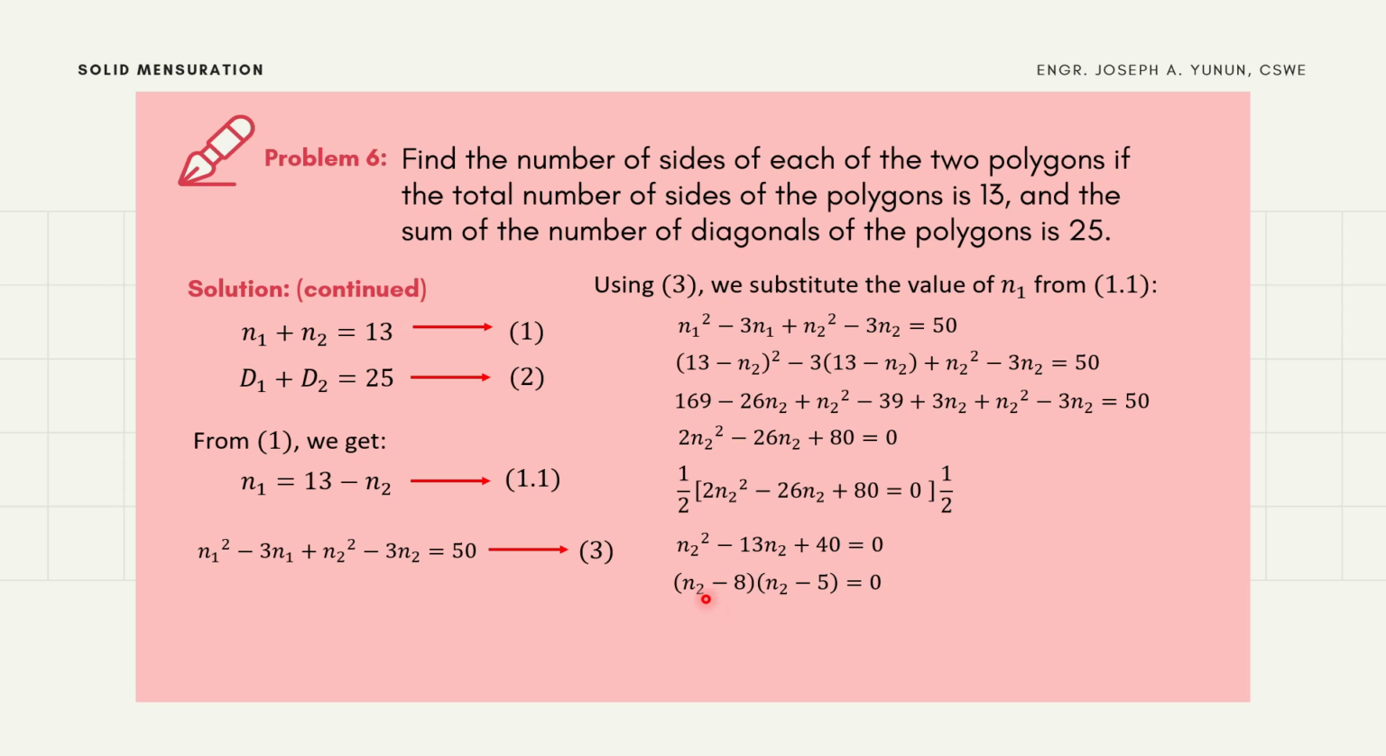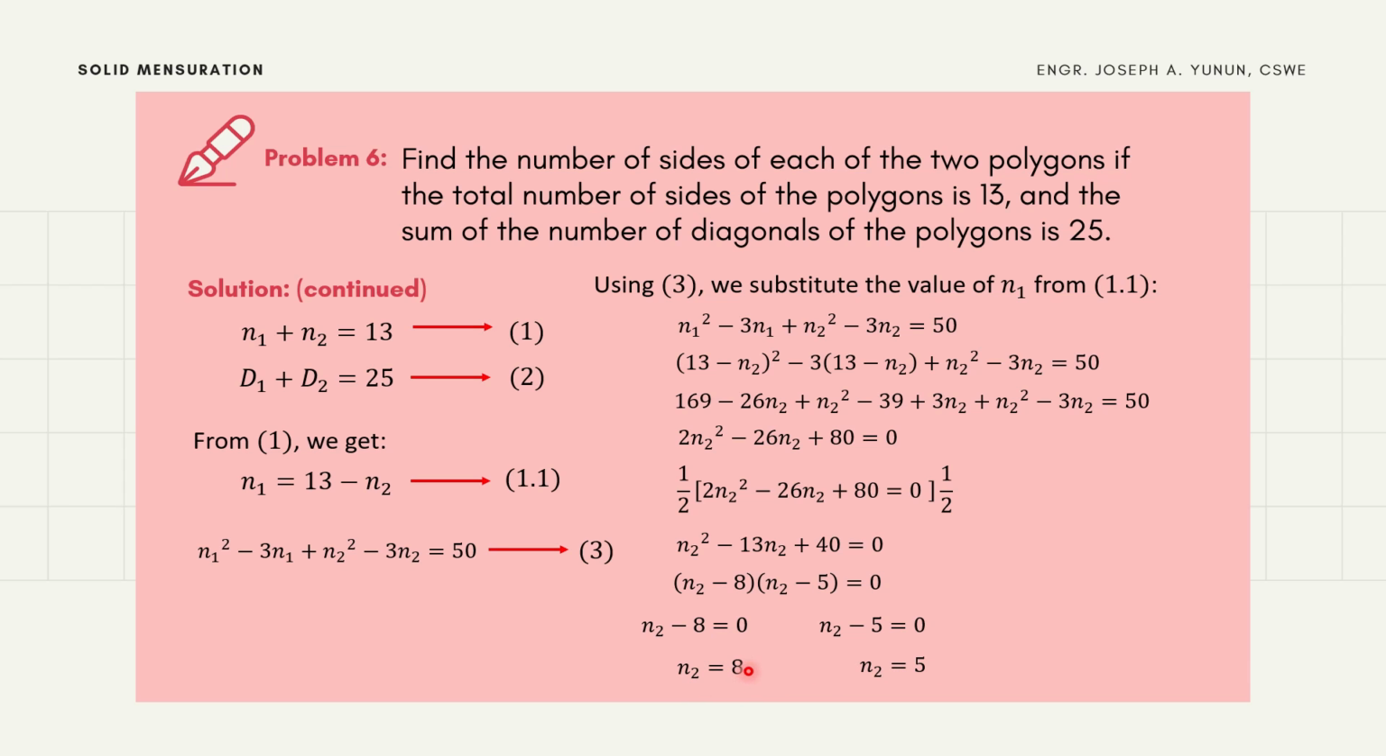So I have factored it to n2 minus 8 and n2 minus 5. If you use the FOIL method for this one, we should get the given equation. Again, similar procedure from the previous problem: each factor will be equal to 0. So n2 is equivalent to 8, and this one is 5. Both are positive and can be considered.